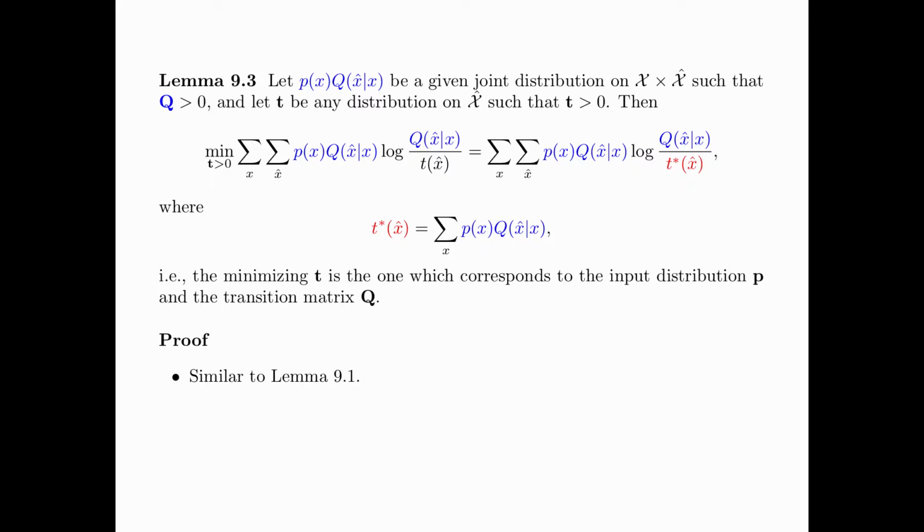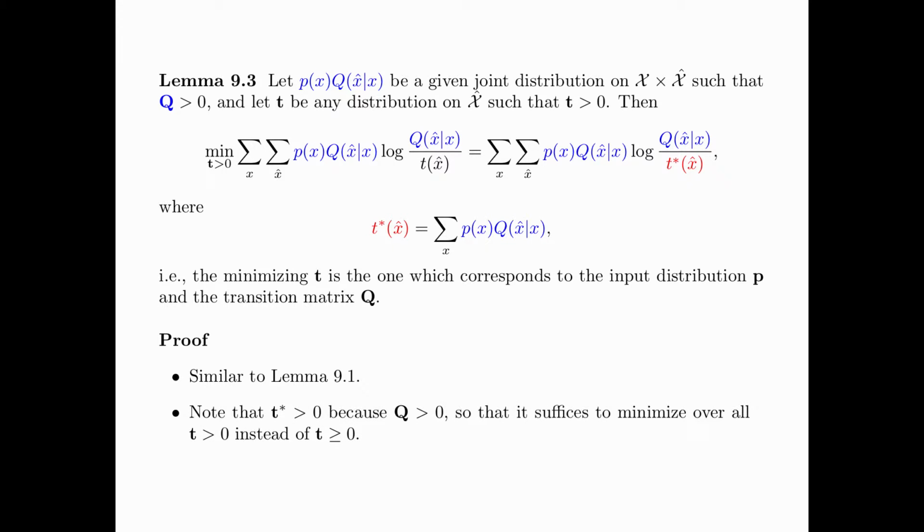The proof of this lemma is very similar to the proof of Lemma 9.1, so the details are omitted here. Note that T star is strictly positive because Q is strictly positive, so it suffices to minimize over all T strictly positive instead of all T. The minimum of this double summation is actually equal to I(P, Q), the mutual information between the input and the output of a channel, with P being the input distribution and Q being the transition matrix.